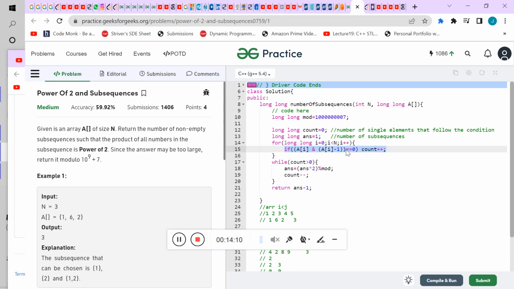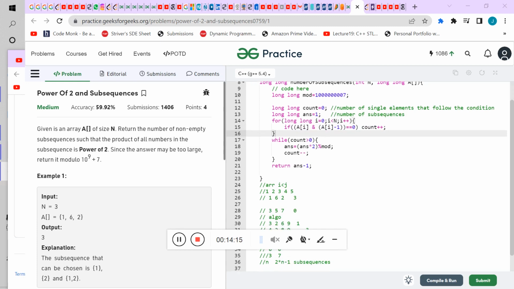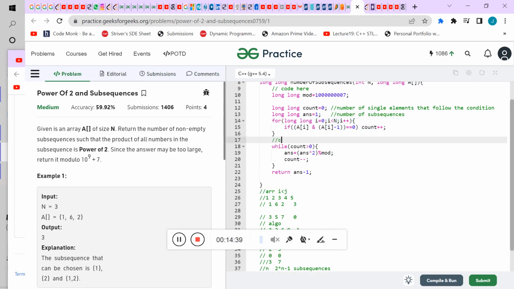Let me give you an example, the same example, 1, 6, 2. After this line, I will have a count of the elements that satisfy the condition, that is, they are a power of 2. So after this for loop is over, the count will store the value; in this case, 1 and 2 both satisfy the condition, so count will become 2 after this for loop. I will show how this will work.